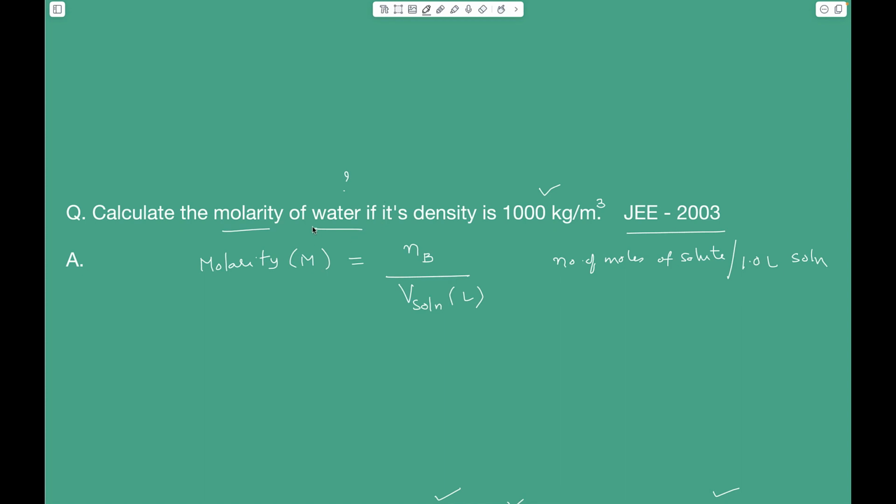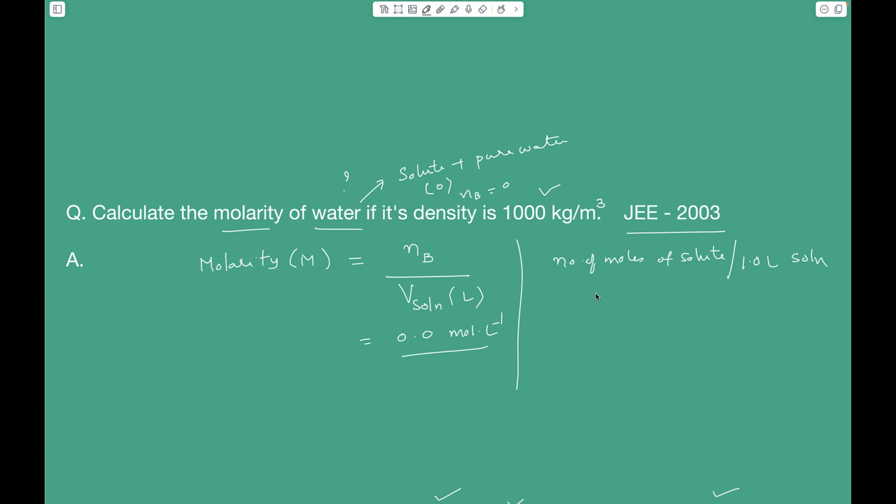Should we imagine that pure water is actually a solution of some solute in pure water, in which the amount of solute is 0, that is nB is equal to 0, and say because nB is equal to 0, the molarity of pure water is 0 mole per liter? Does this make sense? Or for the purpose of answering this question, should we change the definition of molarity altogether?